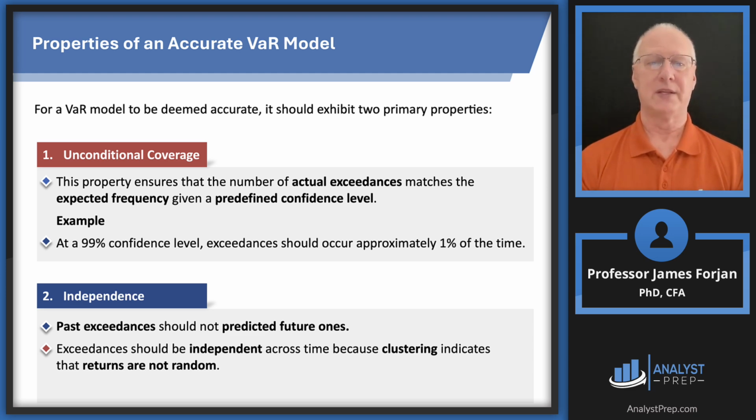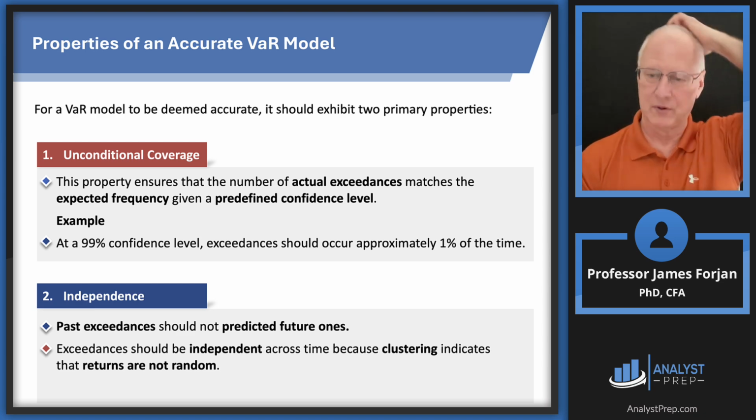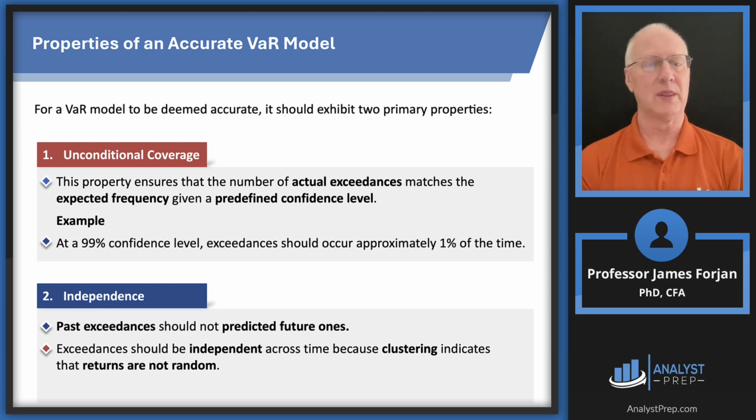Which simply means that the actual breaches match the expected breaches at some predefined level. And there we go, 99%. And so the chapter uses 99% because that's what the Basel people tell us it should be. But I want to give you just another example.